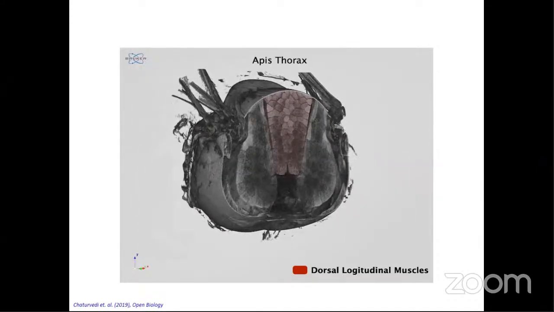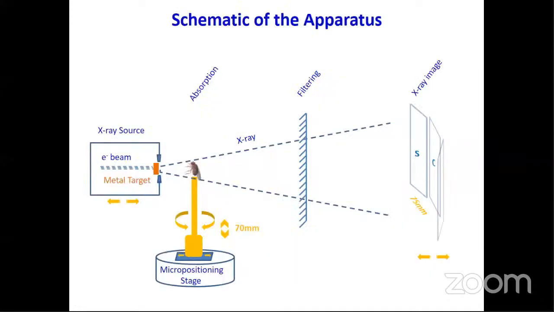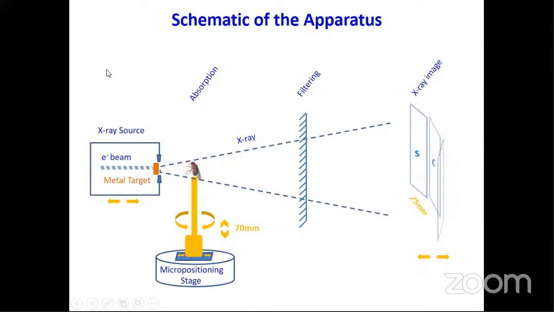Okay, so now let's get on to the basics of the machine. Here is the schematic of the apparatus that we have on the campus. This is a SkyScan 1272 X-ray CT scanner. As you see on the left, there is an X-ray source which emits a cone beam of X-rays, generated from an electron source that is hitting a metal target.